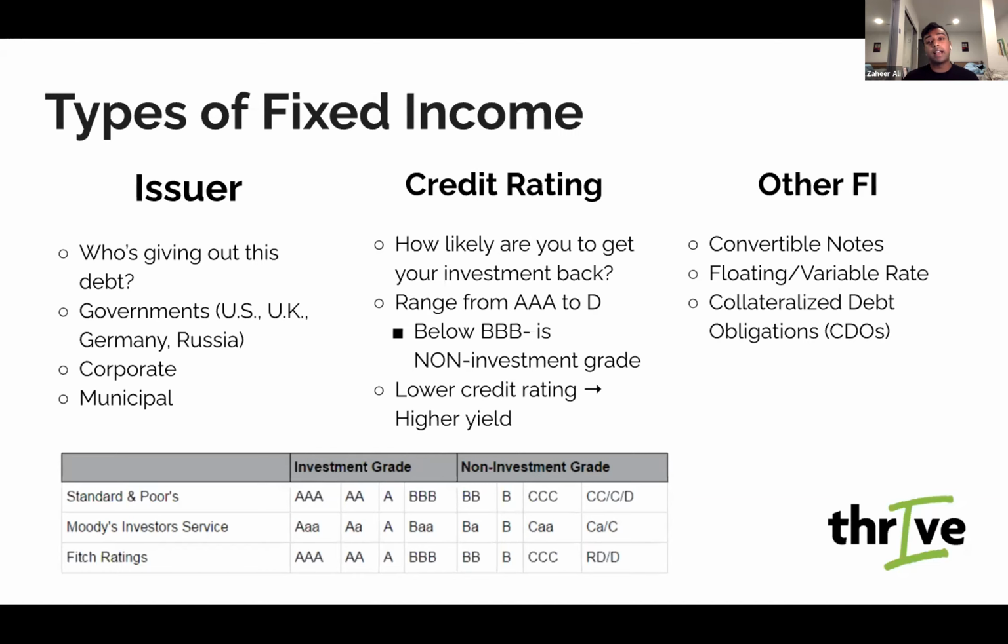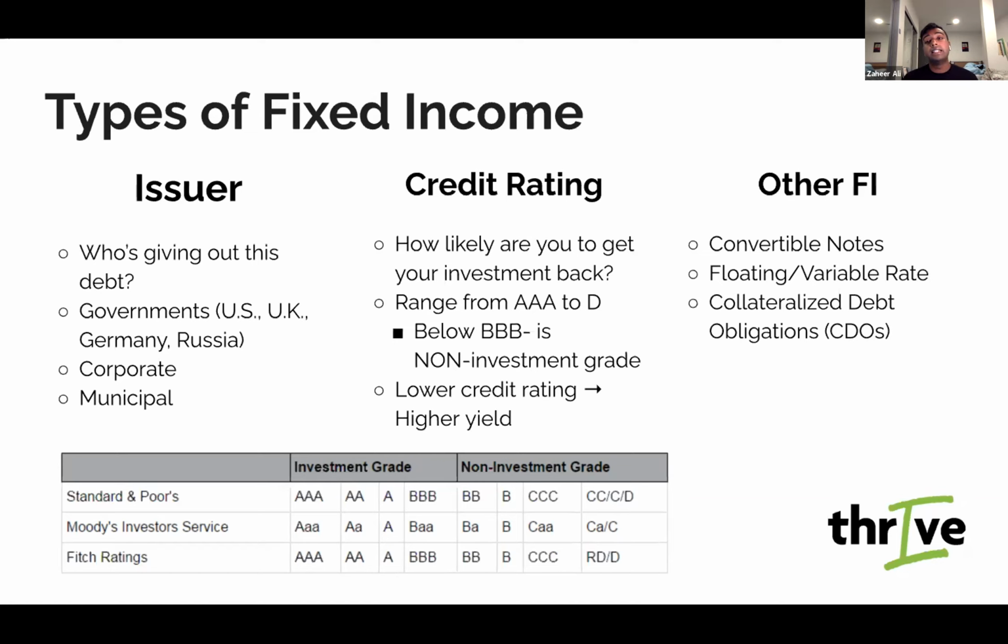Floating and variable rates. So those are interest rates. Floating rates change with the market, variable rates change with the market. So when the Fed adjusts rates, whenever you hear that the Fed's meeting to change rates, that's what that's referring to. So if you have any variable rate loans or variable rate bonds, that's going to vary with the market when interest rates are being adjusted.